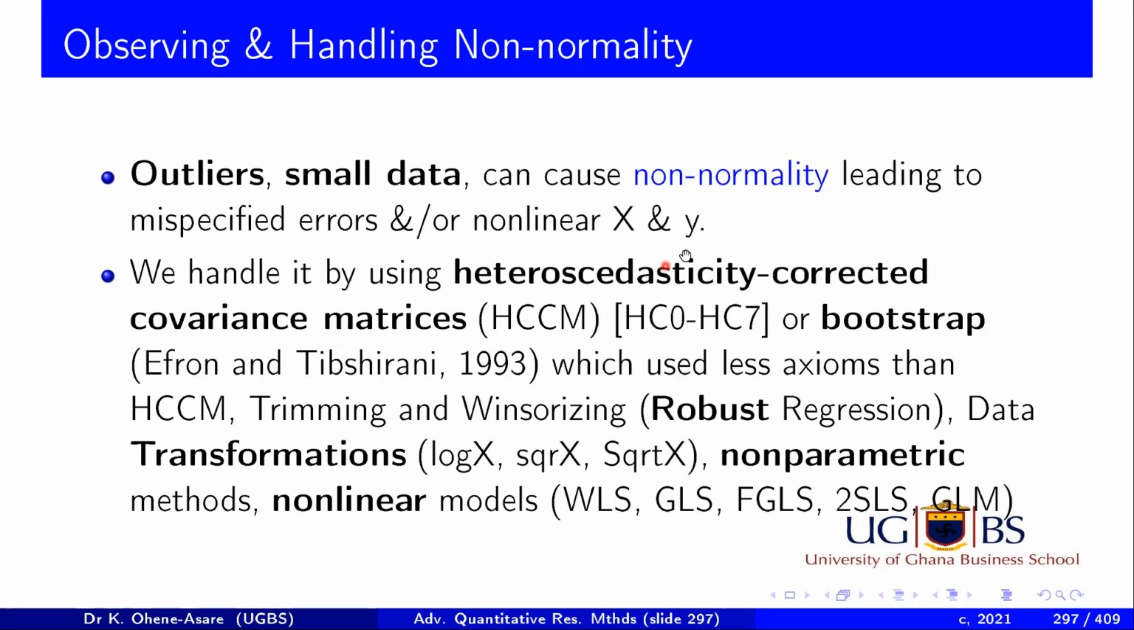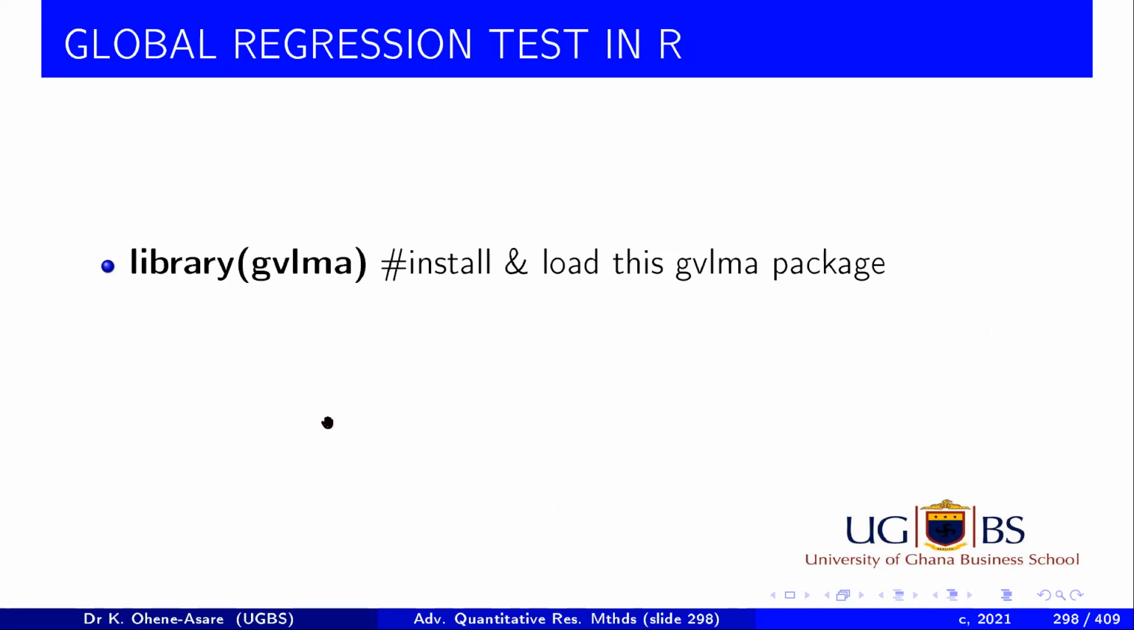And like I've already told, we can handle all of this when we get to heteroscedasticity, using something we call a heteroscedastic corrected covariance matrix, or bootstrapping, or trimming, or winsorizing, or robust regression. I've shown you that. Data transformation, we'll look at that later on, non-parametric statistical testing, nonlinear models. All of these go bigger, but I don't want us to bore ourselves with all of this.